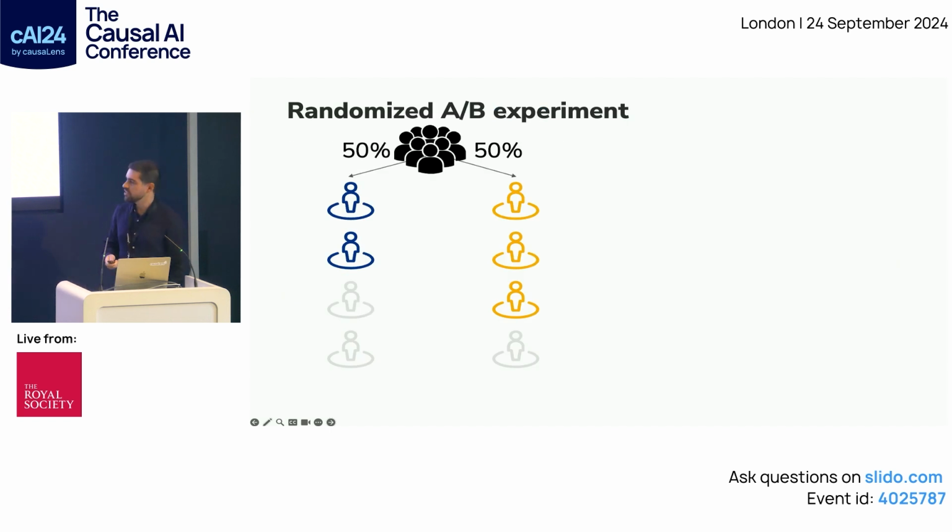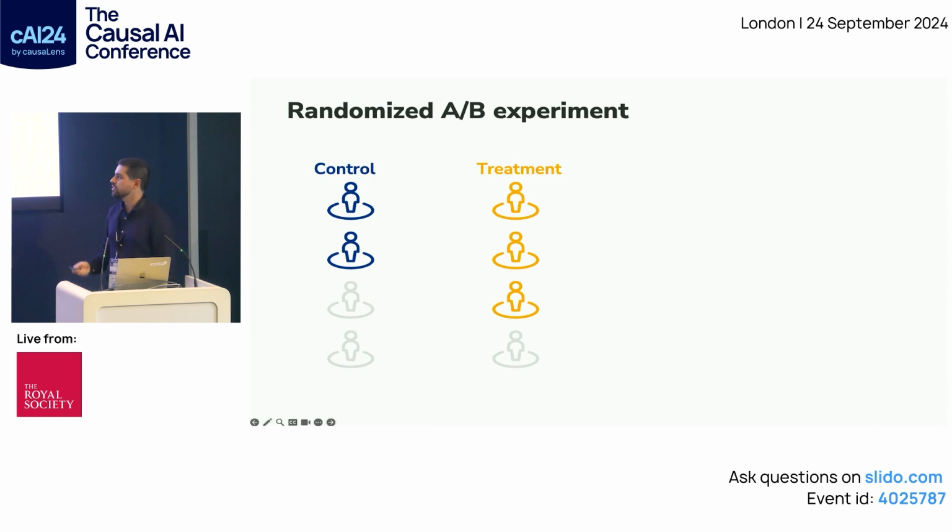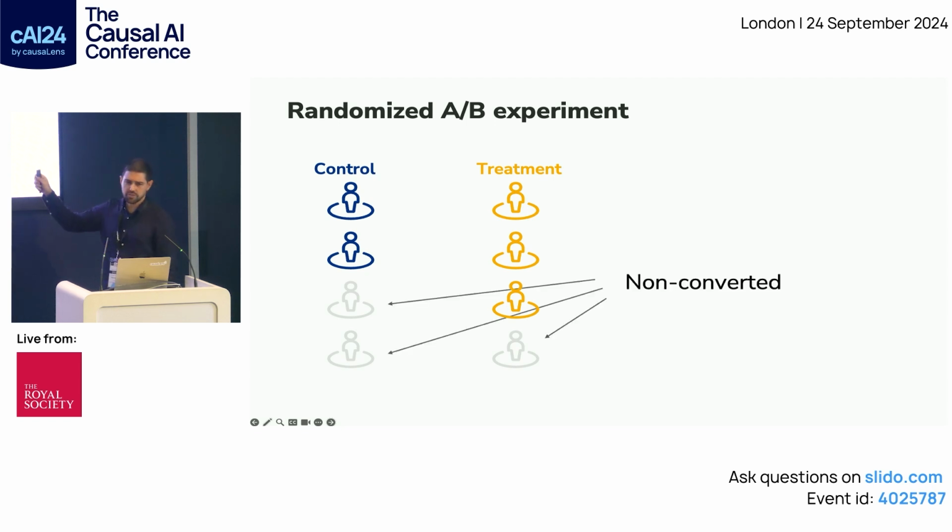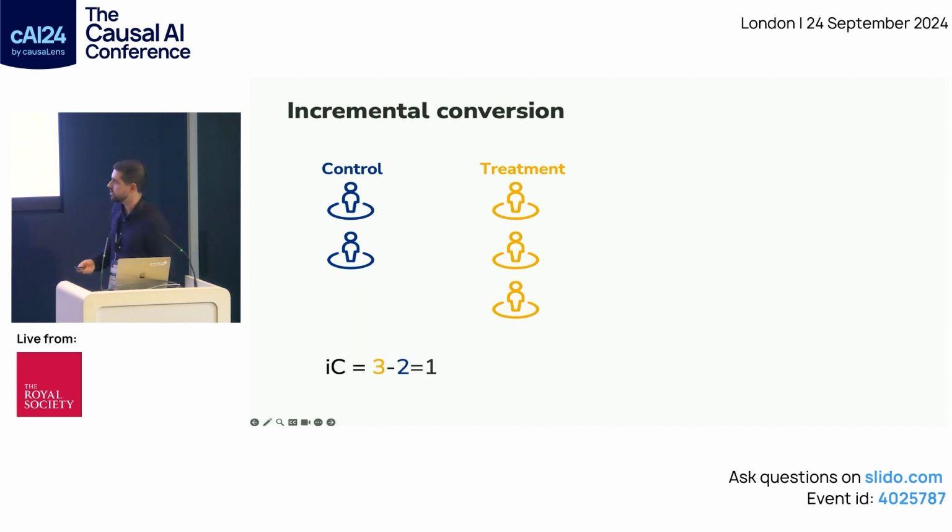So imagine you have this randomized data, 50-50%. Some people converted, others didn't convert, right? So we have the control group, 2 people converted, 2 didn't. Treatment, 3 converted, 1 didn't convert. We have this non-converted. I'm going to remove them, and I'm going to show you that you can do most of the things without them.